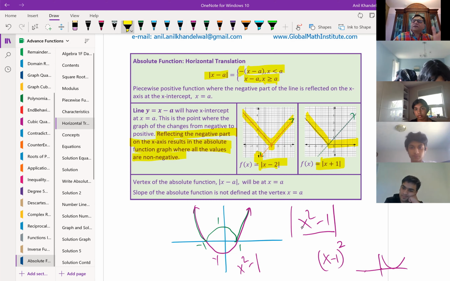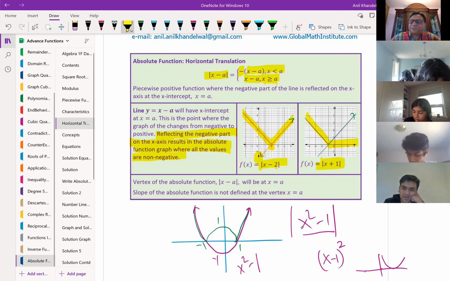Only the negative portion. So we have to figure out what is the negative portion. That negative portion is at the vertex. You get the idea. Vertex is at a. And therefore, to the right side of a, we'll have the same thing. But to the left side, we'll make it negative of that function, which is x minus a in this particular case. Clear? Mohammed, is this clear?